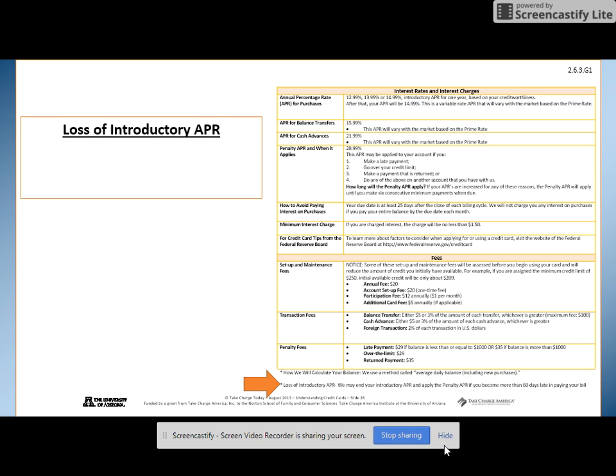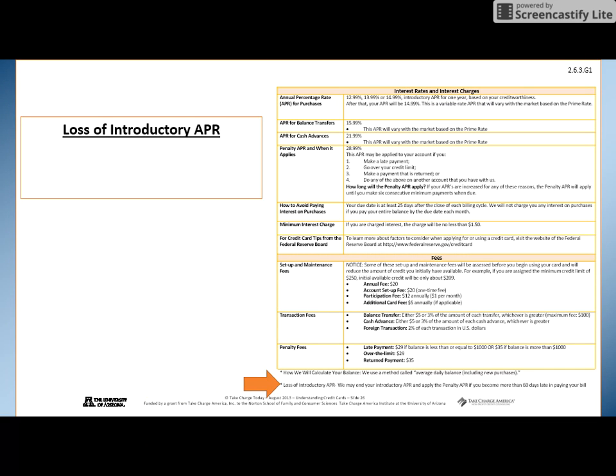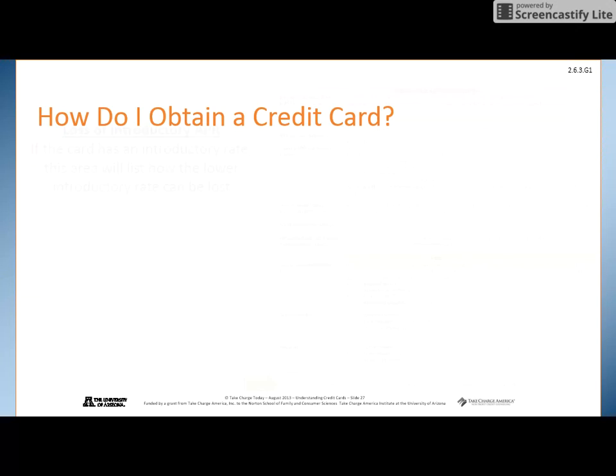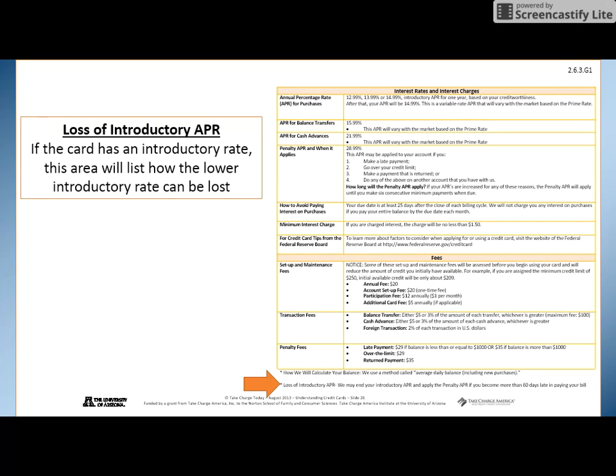Okay, so leaving off where the first video ended. Again, loss of introductory APR is if the card has an introductory rate. This area will list how the introductory rate can be lost.